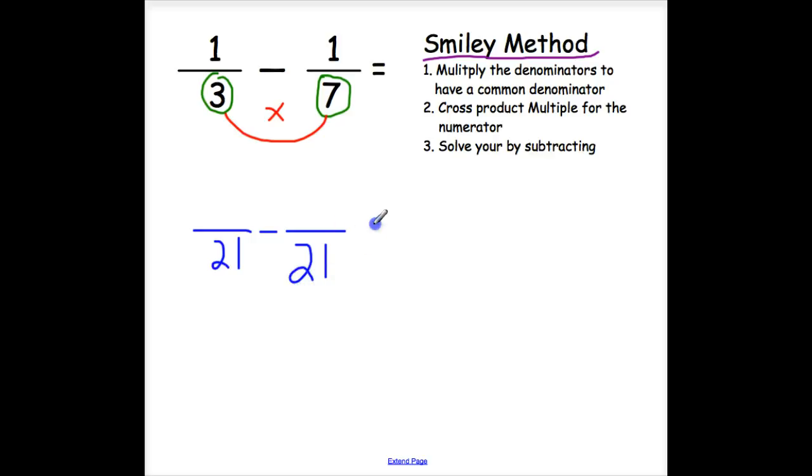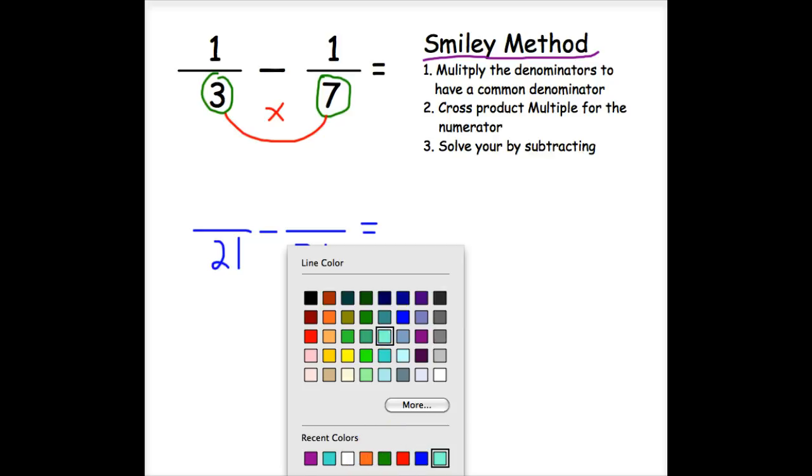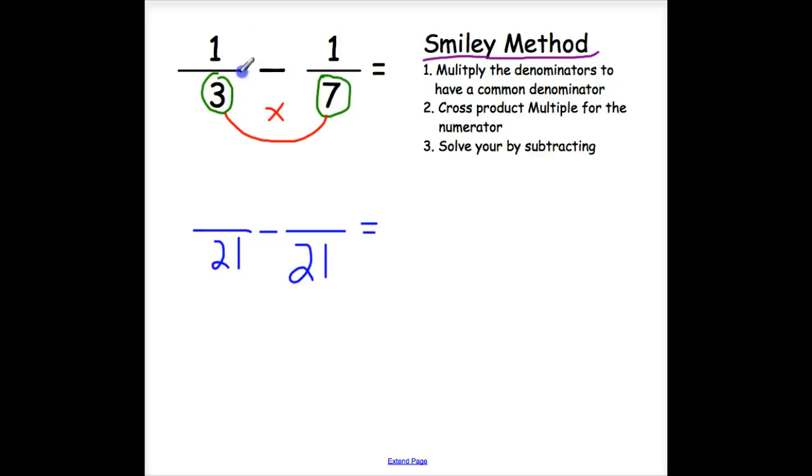21. And now what I have to do is cross multiply. So I'm going to cross multiply 1 and 7, and I'm going to get 7 over here. So I have 7 over 21 minus, and then I'm going to multiply 3 times 1, and I have 3 over 21, and my answer is 4 over 21.